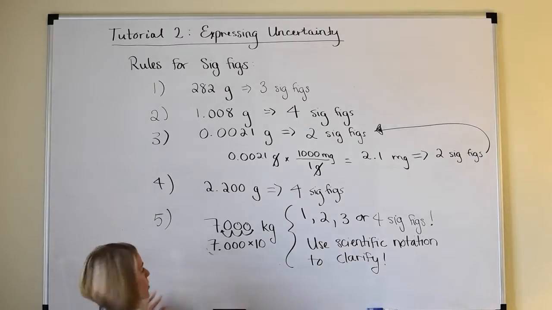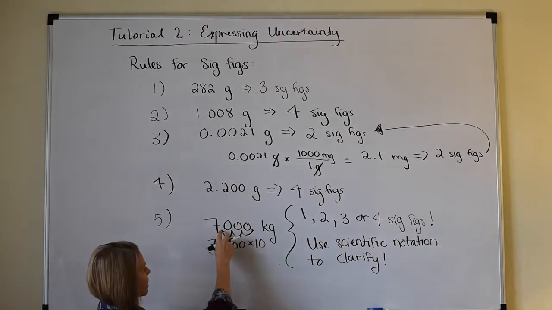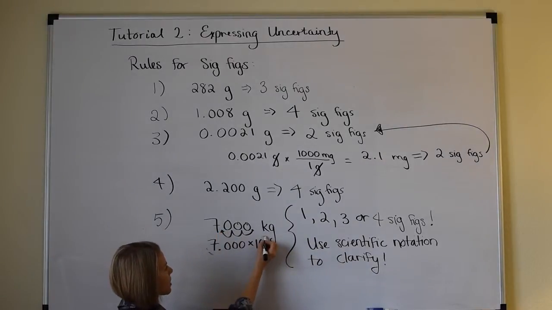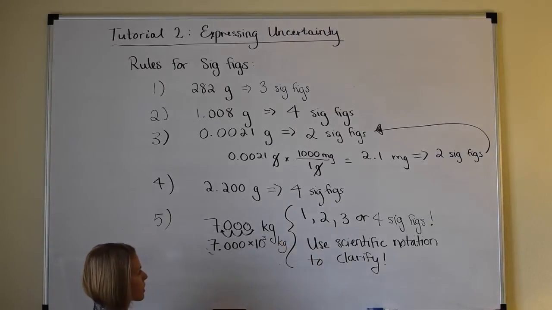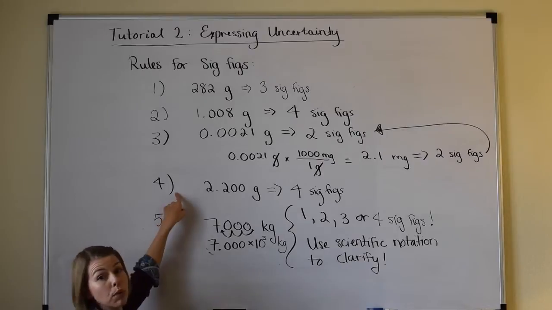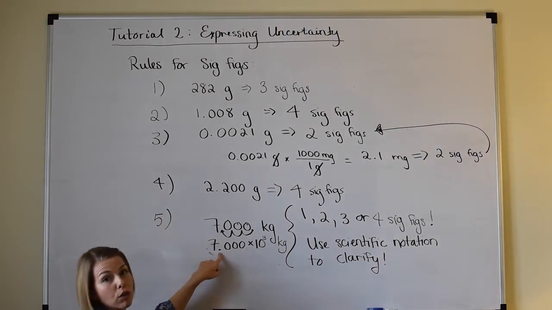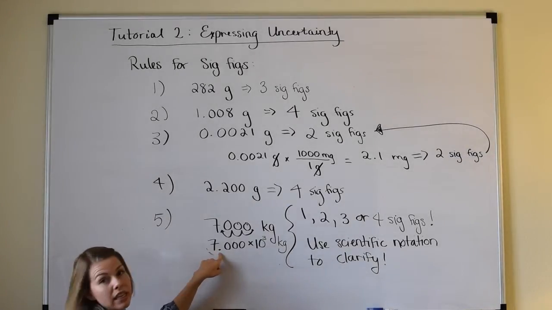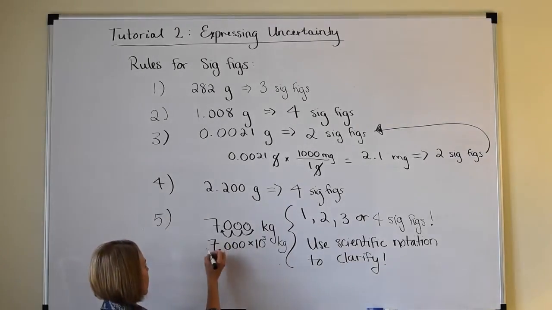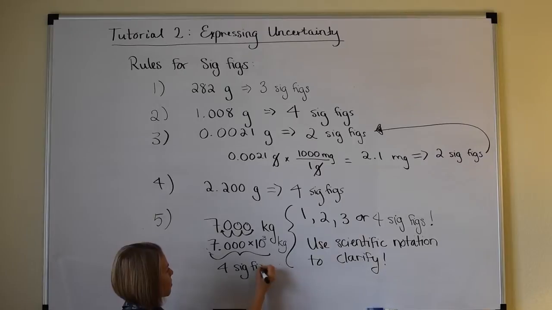In this case, we moved it to the left, okay? We moved it 1, 2, 3 places. So we're going to make it a positive 3. And don't forget your units. Your units are kilograms. Okay, so now you can see that this number follows rule number 4 in that the zeros now follow a decimal place. And so clearly, this number is 4 significant figures. So let's write here, 4 sig figs.